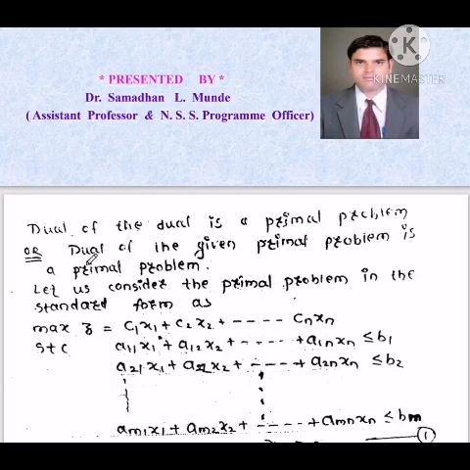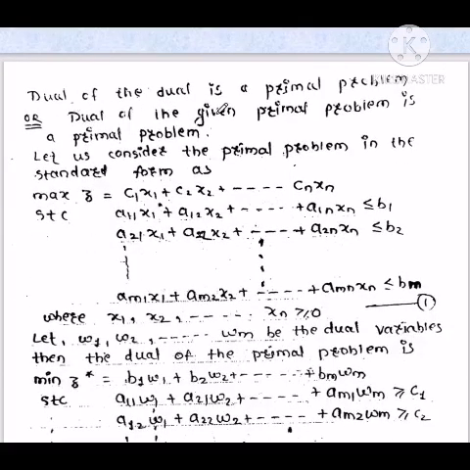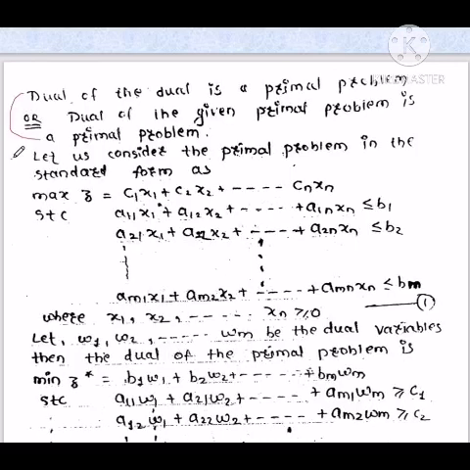The statement is given as: dual of the dual is a primal problem, or in other words, the dual of the dual of a given primal problem is the primal problem. That means if you are given a primal problem and you take its dual, and then take the dual of that dual problem, you will get the primal problem. Hence dual of the dual is a primal problem. The meaning of both statements is the same.